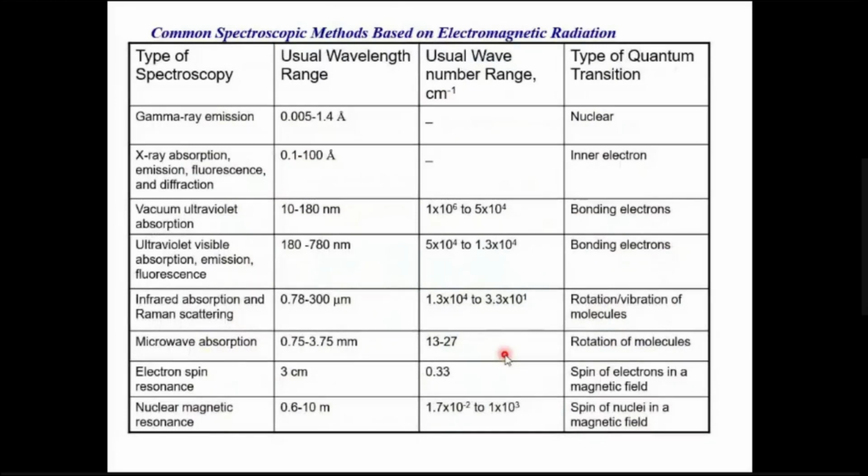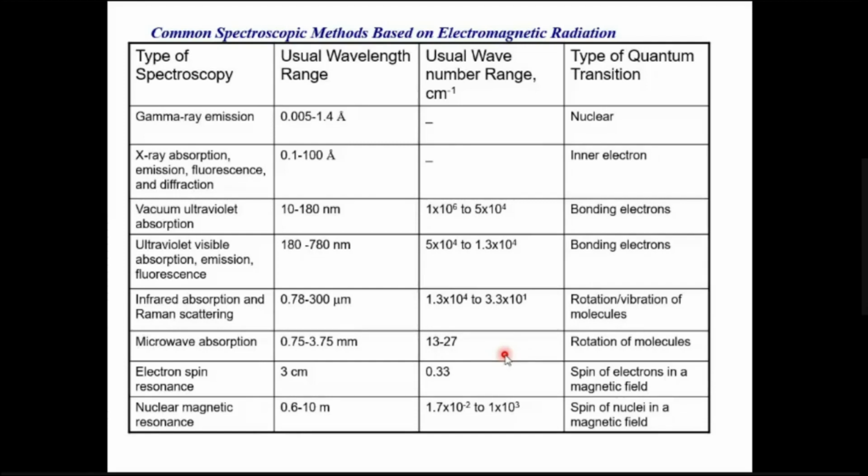So these are the common spectroscopic methods based on those electromagnetic radiations we saw in the previous slide. We just go through this table. The first column talks about the type of spectroscopy. The second column talks about the usual wavelength range. The next column talks about wave number. The last column, the type of quantum transition that takes place within the molecule or atom or ion. So first is very central to the atom, nuclear.